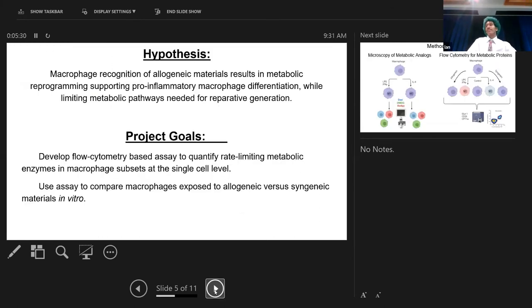So our hypothesis was that macrophage recognition of allogeneic materials results in metabolic reprogramming, supporting pro-inflammatory macrophage differentiation, while limiting metabolic pathways needed for reparative generation. And all that sums up basically just saying, when macrophages are surrounded by allogeneic materials, again non-self, then they'll be pro-inflammatory and primarily utilize glycolysis. So our goals for this project were to develop a flow cytometry-based assay to quantify rate-limiting metabolic enzymes in macrophage subsets at the single cell level, as well as use this assay to compare how macrophages exposed to allogeneic and syngeneic materials in vitro differ from one another.